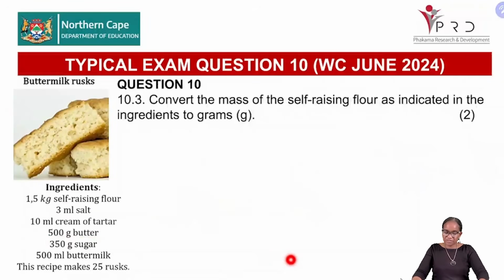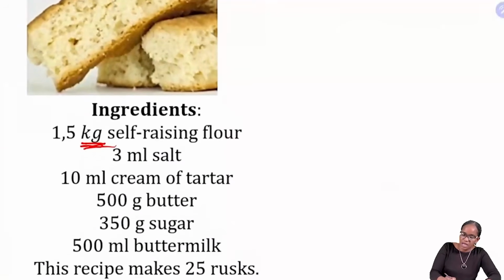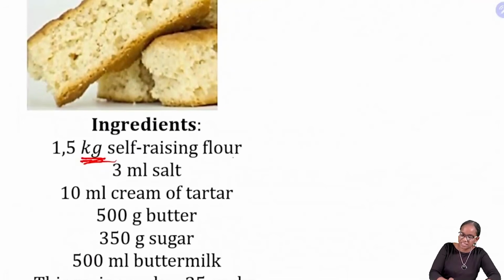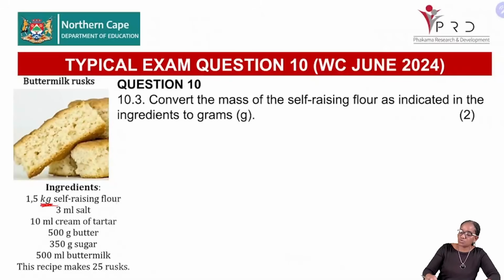Convert the mass of the self-raising flour as indicated in the ingredients to grams. Now we are moving from kilograms, right? Our self-raising flour is in kilograms. So we are moving from kilograms to grams. We are moving from larger to smaller. So we are going to multiply.